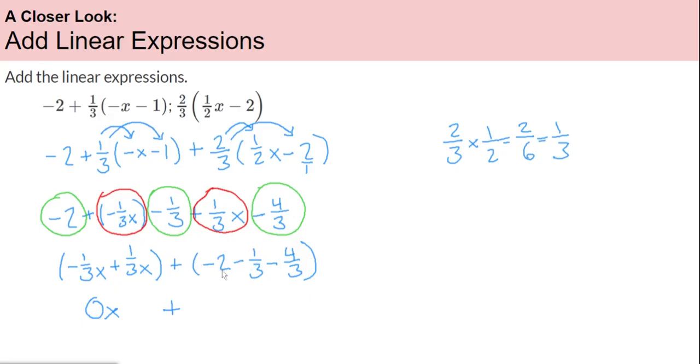Maybe we need to change -2 to a fraction with a denominator of 3, right? Let's get common denominator. So that would actually be -6/3 because -6 divided by 3 is -2. So now we've got -6/3 minus 1/3 minus 4/3. So it's all subtraction. They're all negatives, right? Negative, negative, negative. So we add them and keep it negative. 6 plus 1 is 7, plus 4 is 11. So we'll get -11/3.